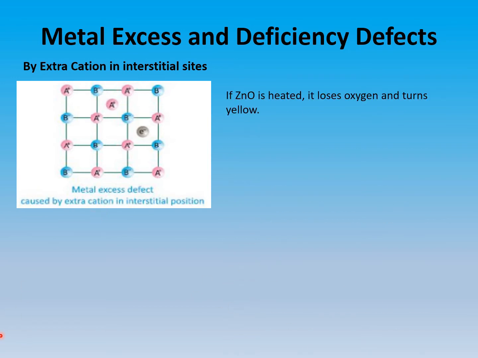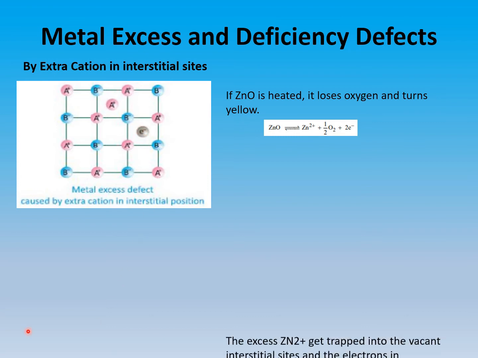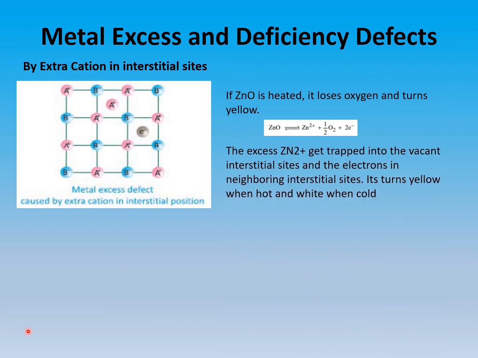An example is also given here. If you take zinc oxide and heat it, it loses the oxygen and it turns yellow. See the equation: zinc oxide on heating becomes Zn2+ and electrons. This positive charge and these electrons occupy the interstitial position. The excess Zn2+ gets trapped into the vacant interstitial sites and the electrons in the neighboring sites. It turns yellow when hot and white when cool.